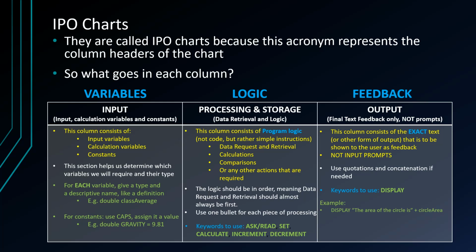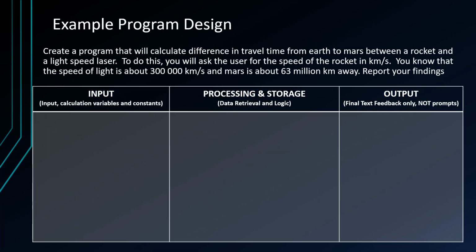Display, quote, the area of the circle is, quote, plus circle area. So that tells me everything. It tells me what I'm doing, the exact text, and the variable that I'm concatenating to it. That's all I need to do.